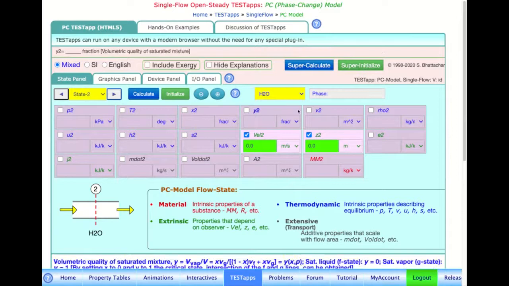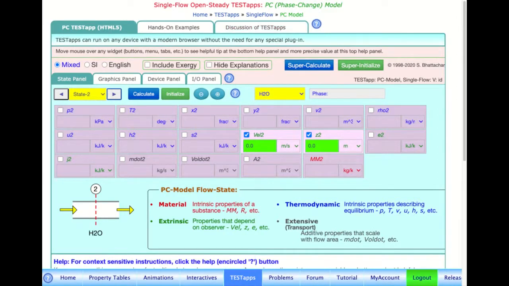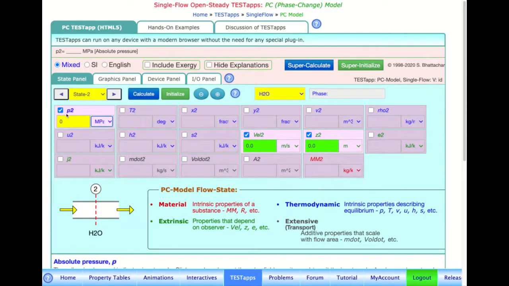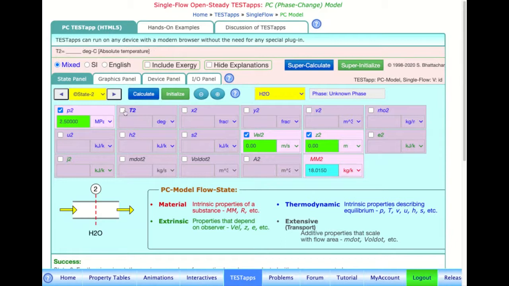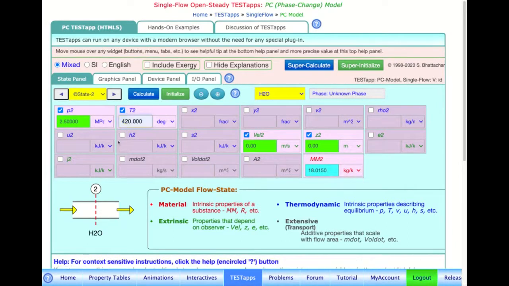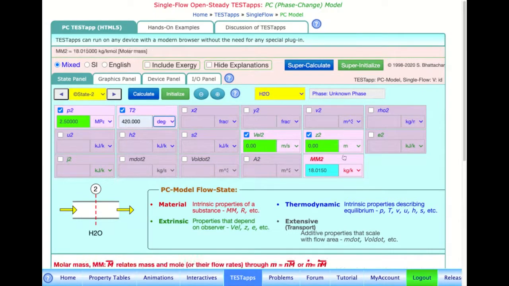And so we have to ask ourselves, what do we know? It's still water, so we don't have to change that. We go back and we see that the pressure is 2.5 and the temperature is 420. So I come back here and in megapascals, the pressure is 2.5 and the temperature is 420. Again, that's 420 Celsius. You'll notice that it's Celsius right there.